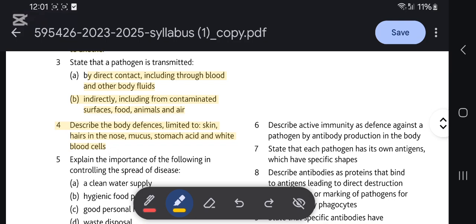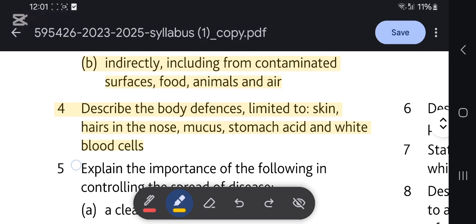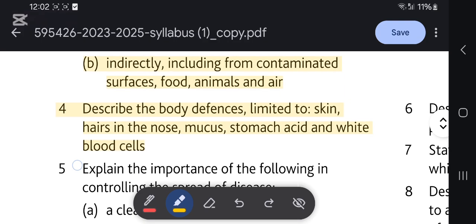Okay, then there are body defenses. You have skin, hair in the nose, mucus, stomach acid, and white blood cells. We saw that stomach acid contains hydrochloric acid that is going to kill pathogens, and it is going to lower the pH. What does the skin do? The skin acts as a barrier. Mucus traps the bacteria. Hair in the nose also traps the bacteria.